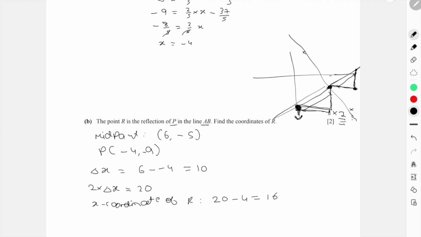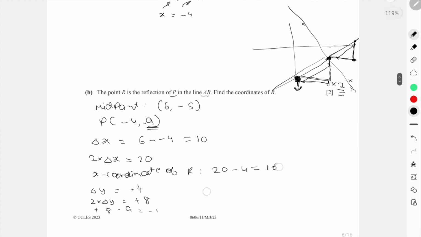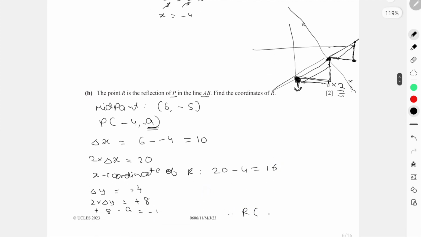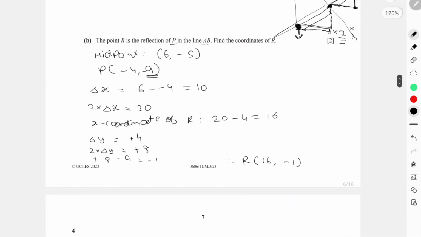And now let's do the same with y. So change in y is plus 4. And then 2 into change in y is plus 8. And then we add the y coordinate of P, to get minus 1. So therefore R is 16 minus 1. So that's the answer.